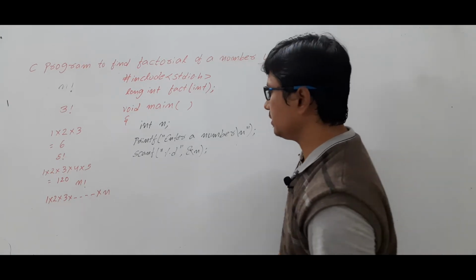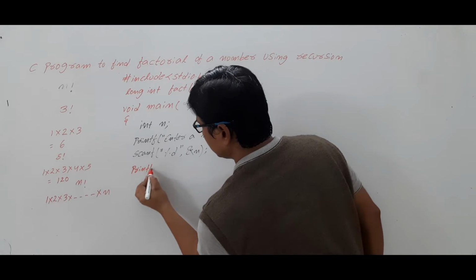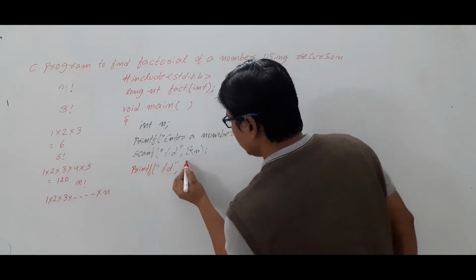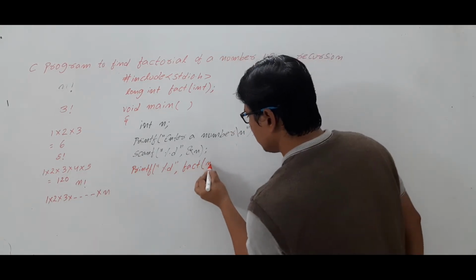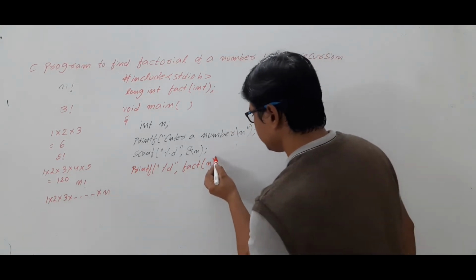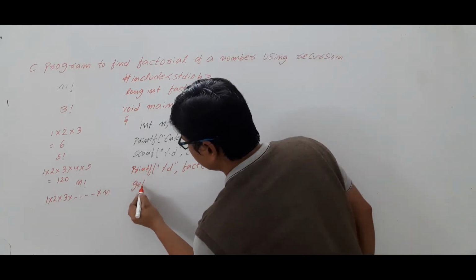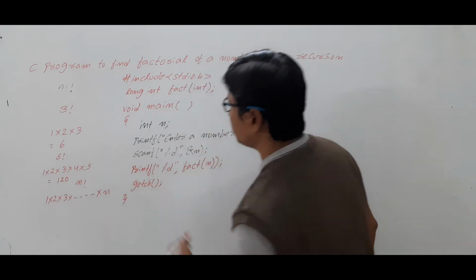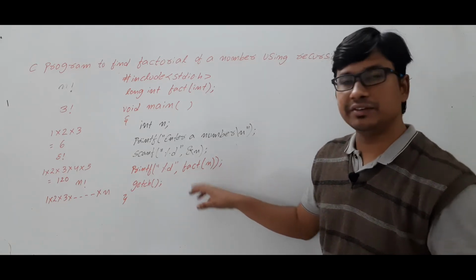Then printf percentage d. Fact is the name of the function and you are passing the value of n. Then you are writing getch and closing the main function. Now the main task is the user defined function definition.